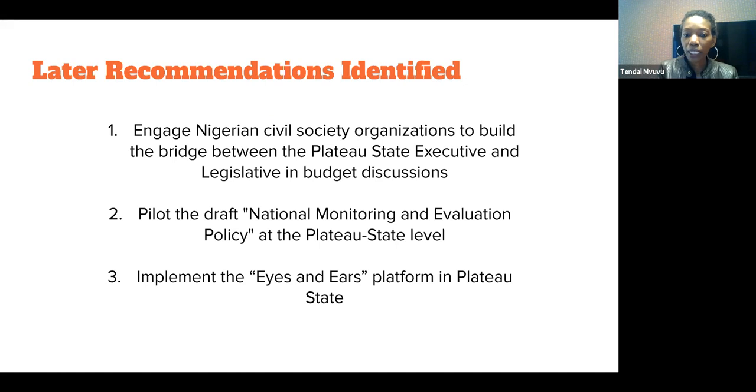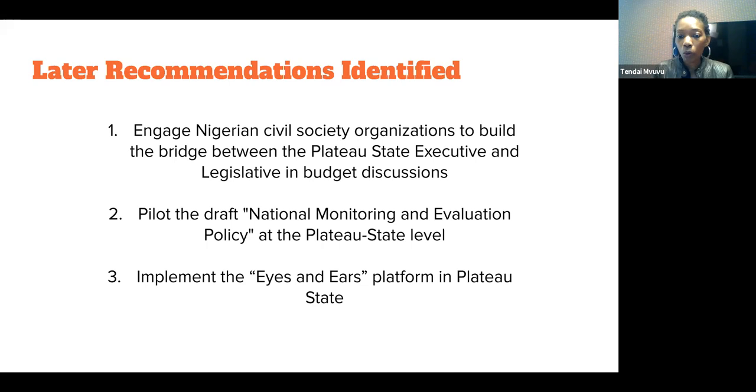Engaging civil society organizations to build the bridge between the Plateau executive and legislative and budget discussions, because we felt that there's an opportunity in this space, especially when it comes to budgets. And we had one of our key stakeholders that we worked with. She was also very influential in that space when it comes to budgeting. And then we also saw a marked potential in adopting the national M&E policy, like I said.